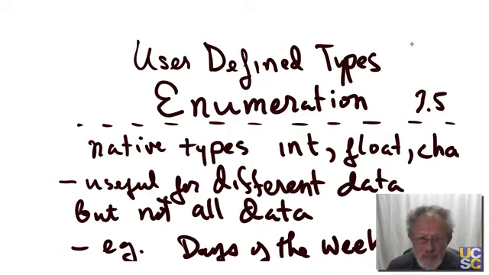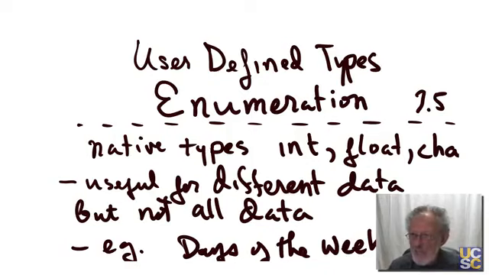C is a more primitive language. It was really designed specifically for a system implementation language, and the types it had were adequate for those tasks. But then it became a more general purpose language. People just found it very efficient and very convenient. So there are ways, even within C, to do type extension, and the way we're going to discuss in this video is what are called enumerators.